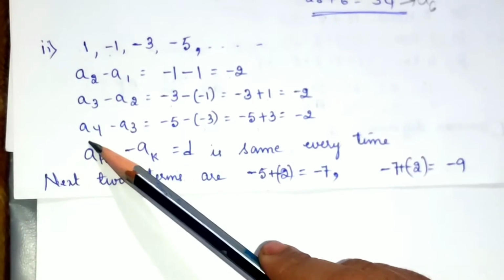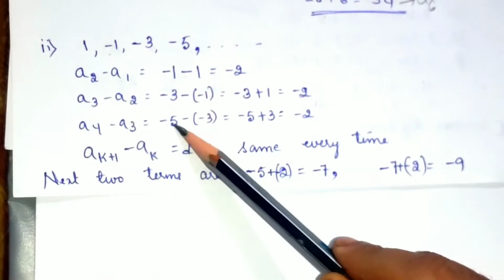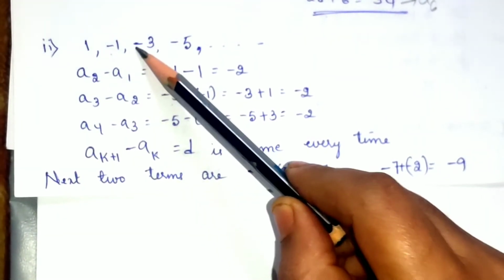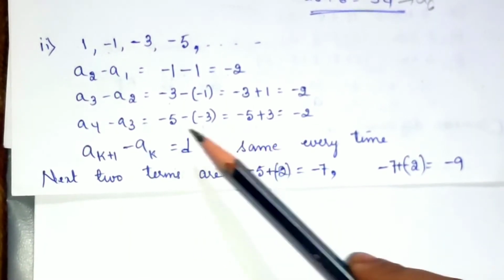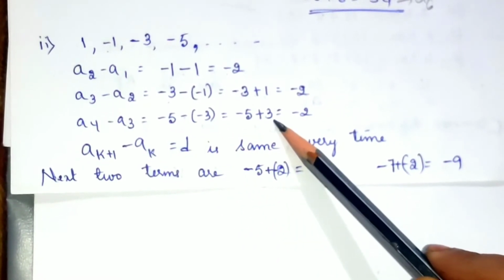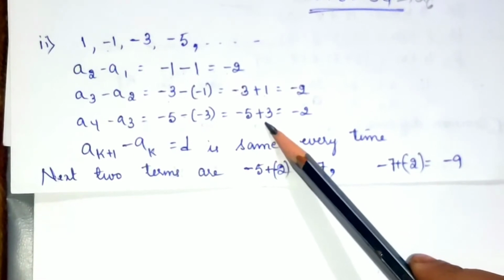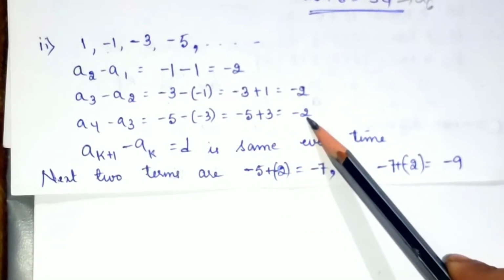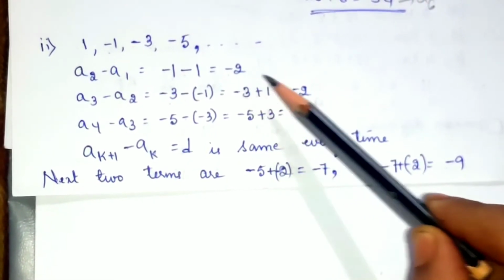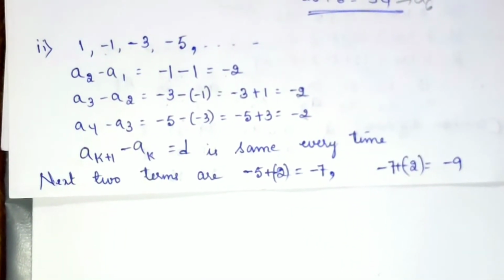Similarly, A4 minus A3 is minus 5 minus of minus 3. Then minus 5, minus into minus is plus 3. Now here when you subtract minus 5 from 3, you will get minus 2. You can notice all 3 are having the common difference, that is minus 2.